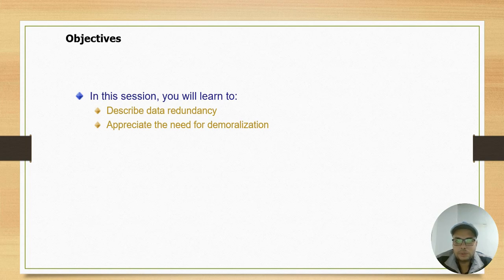Okay, so let's proceed for today's session. So objectives. In this session, we learn to describe data redundancy and appreciate the need for denormalization. So let's see what you mean by data redundancy. This is the agenda of the chapter.